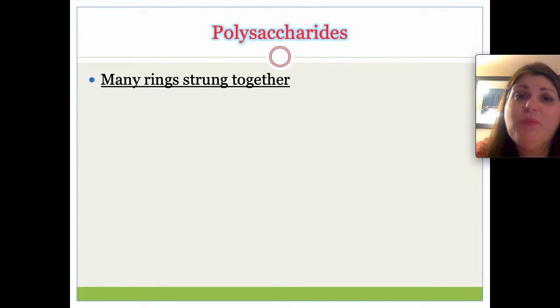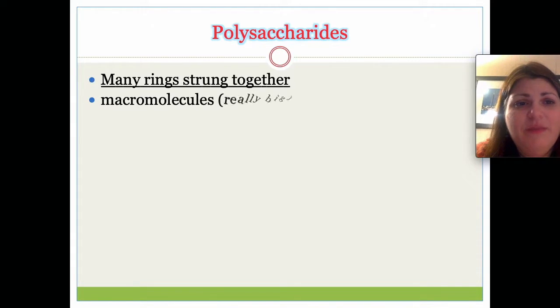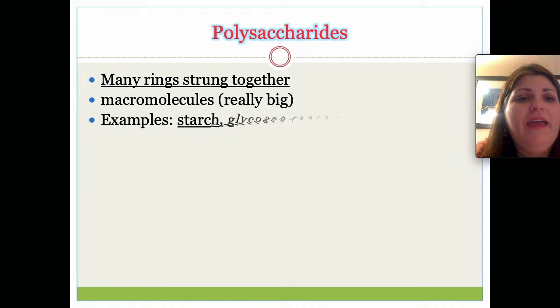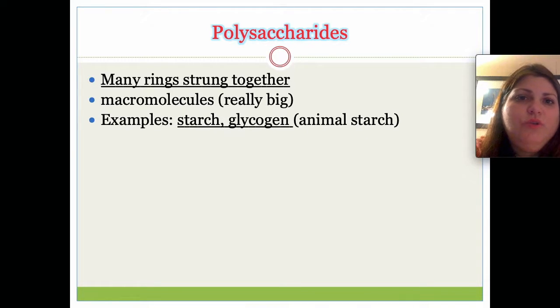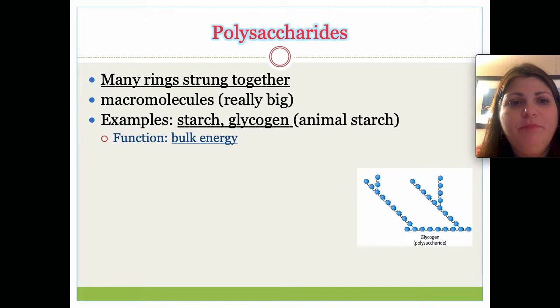Now, when I say many, I really mean many. It's not usually like 3 or 4. It's usually lots. Those are the really, really big macromolecules. And starch and glycogen are 2 examples. Starch and glycogen have a similar function. They both are in charge of storing a lot of bulk energy.